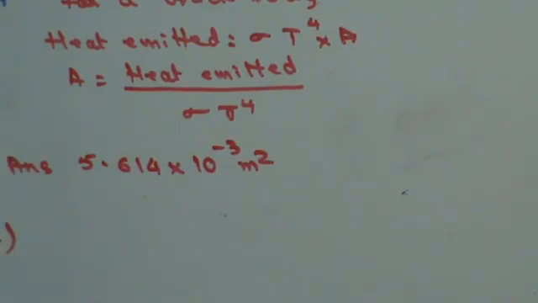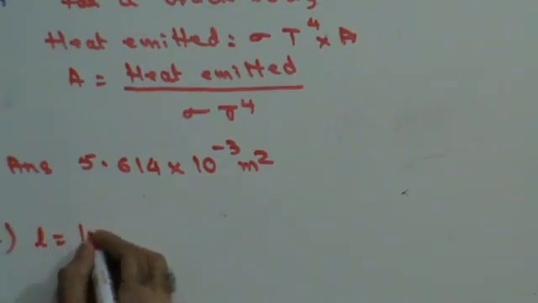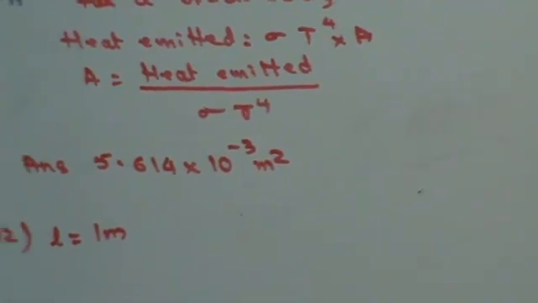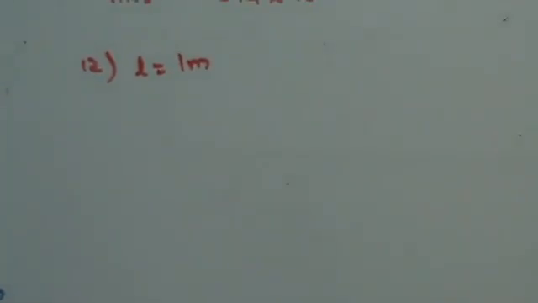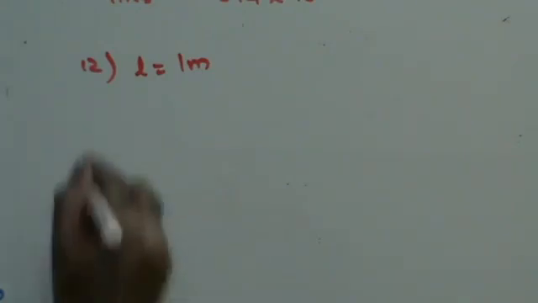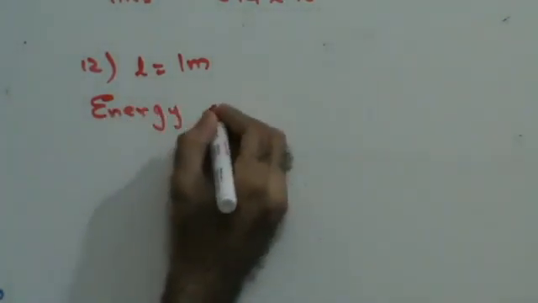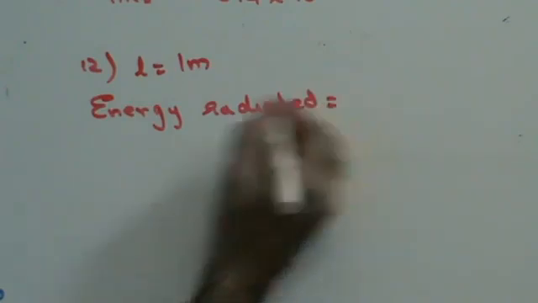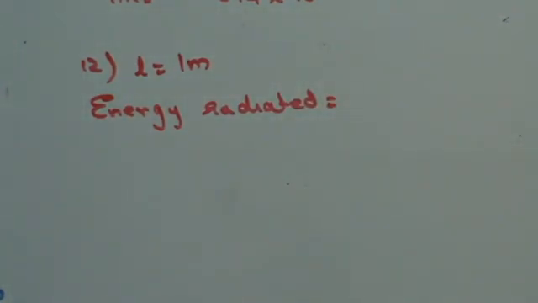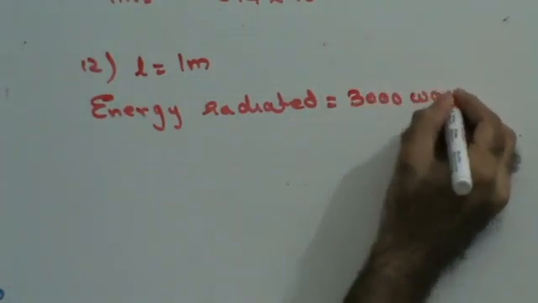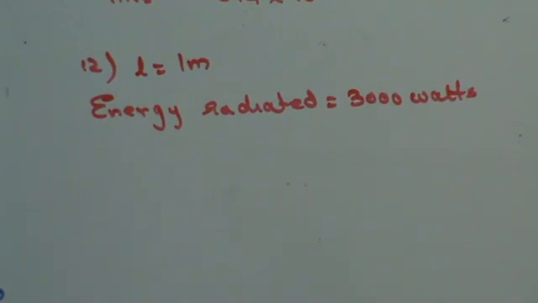A metal cube, each side length 1 meter, loses energy at the rate of 3000 watts, if the emissivity of the material is 0.4.